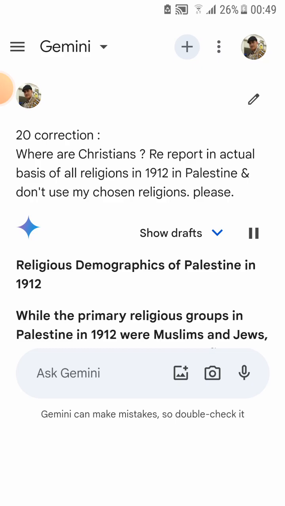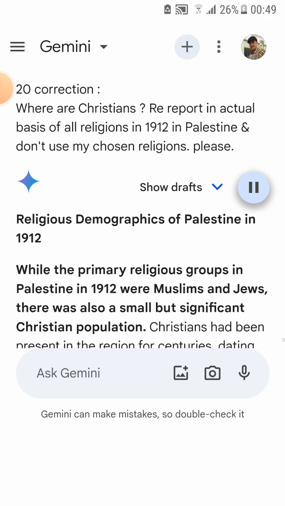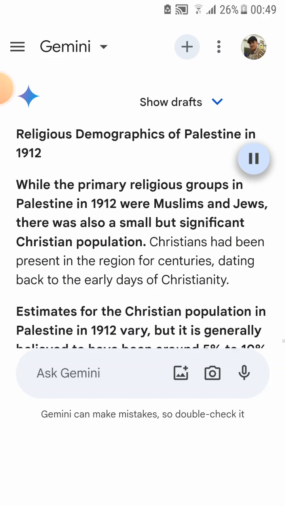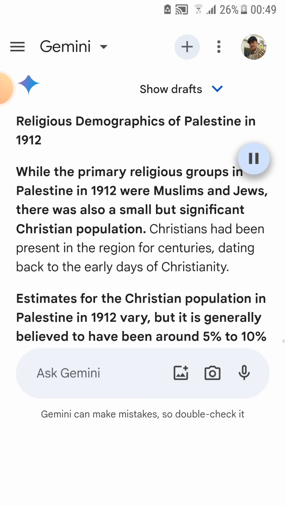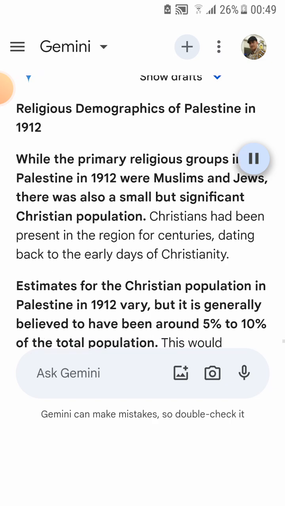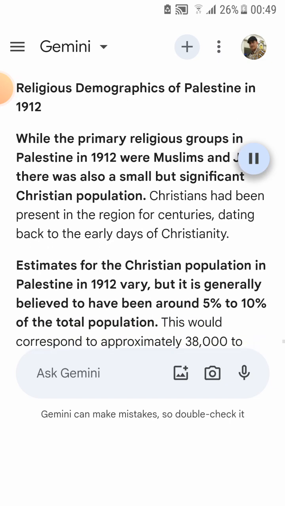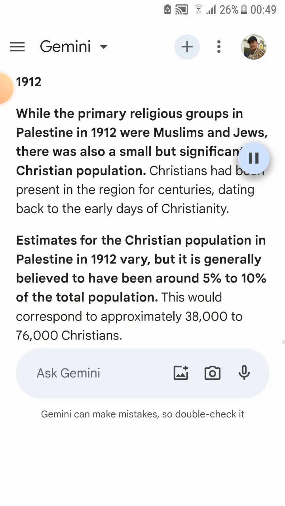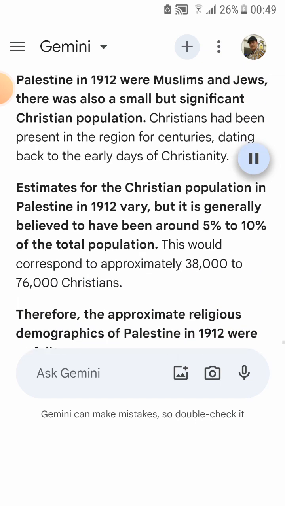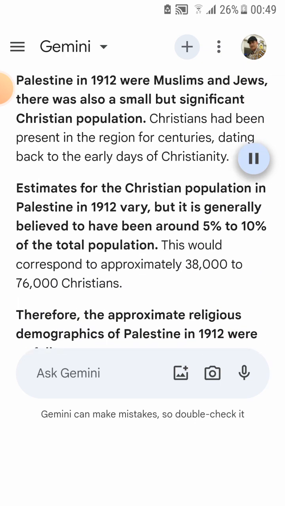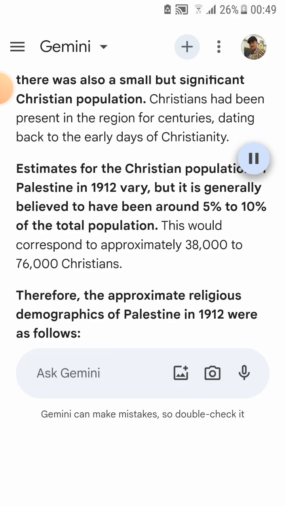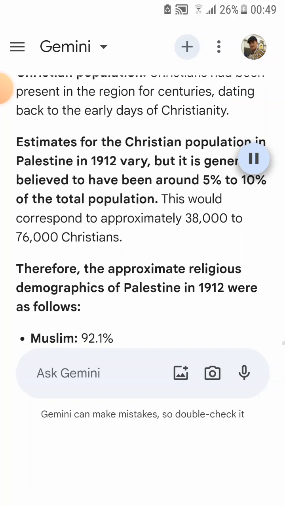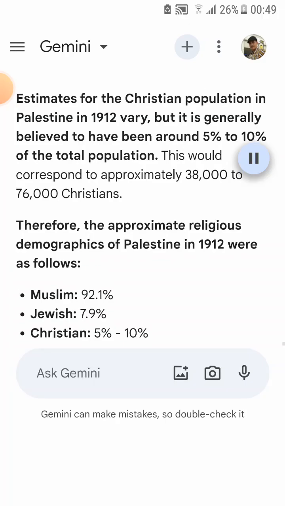Religious demographics of Palestine in 1912. While the primary religious groups in Palestine in 1912 were Muslims and Jews, there was also a small but significant Christian population. Christians had been present in the region for centuries, dating back to the early days of Christianity. Estimates for the Christian population in Palestine in 1912 vary, but it is generally believed to have been around 5% to 10% of the total population. This would correspond to approximately 38,000 to 76,000 Christians.